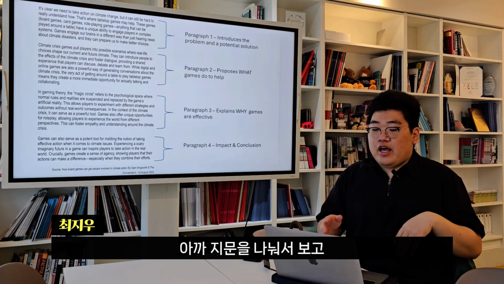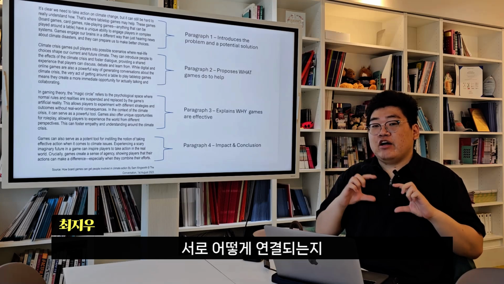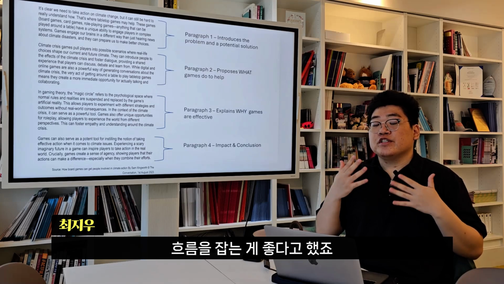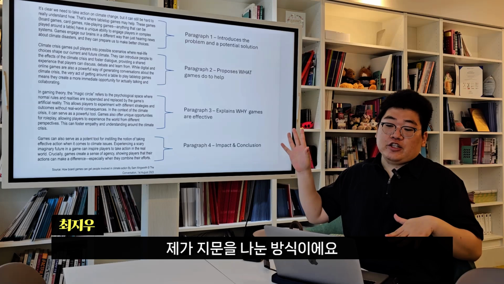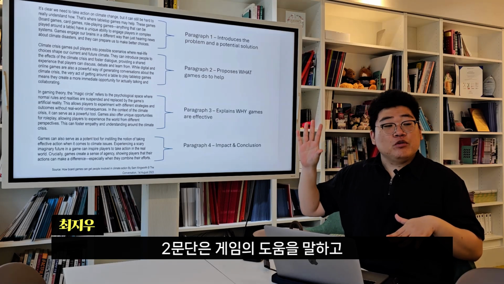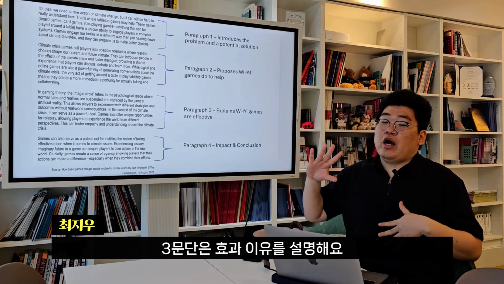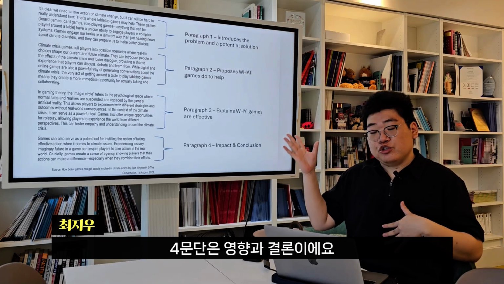I mentioned a while ago that sometimes it's better to break down the passages and see how they relate to each other to get an overall sense of how the passage flows. And this is just an example of how I broke down the passage overall. So paragraph 1 introduces a problem and potential solution. Paragraph 2 proposes what games do to help. And paragraph 3 explains why games are effective, while paragraph 4 is the impact and conclusion.